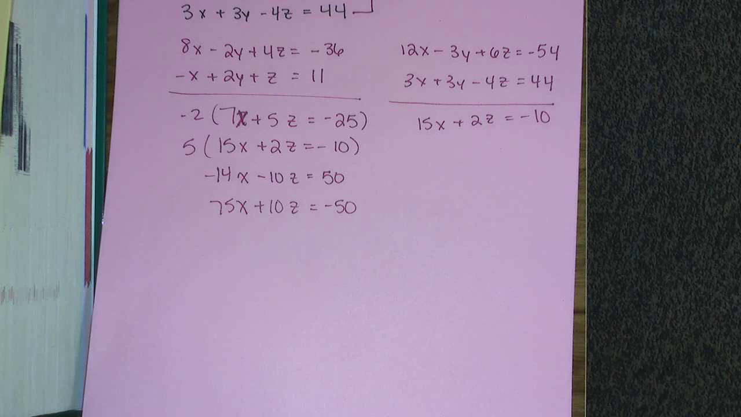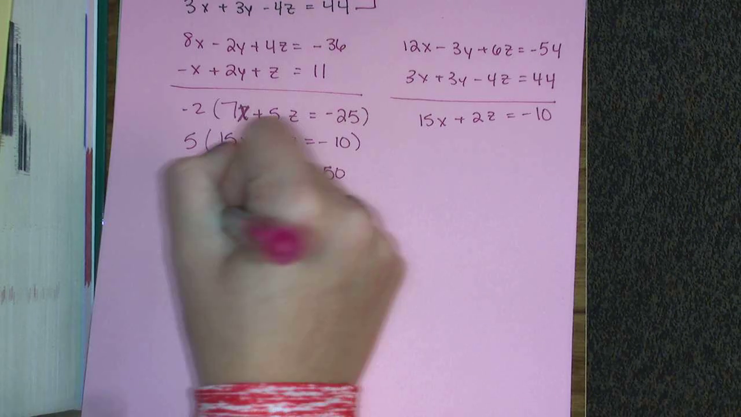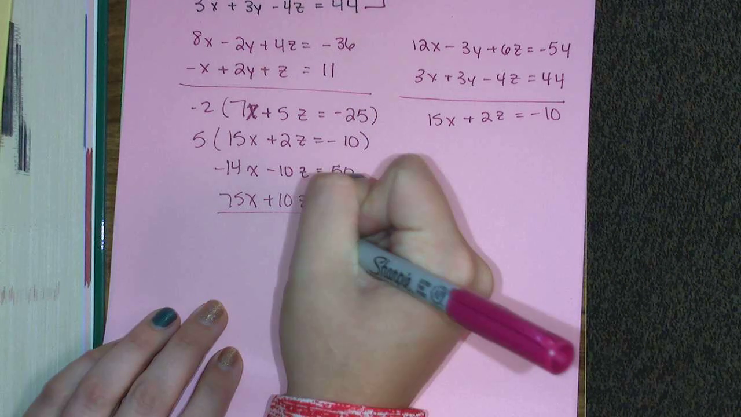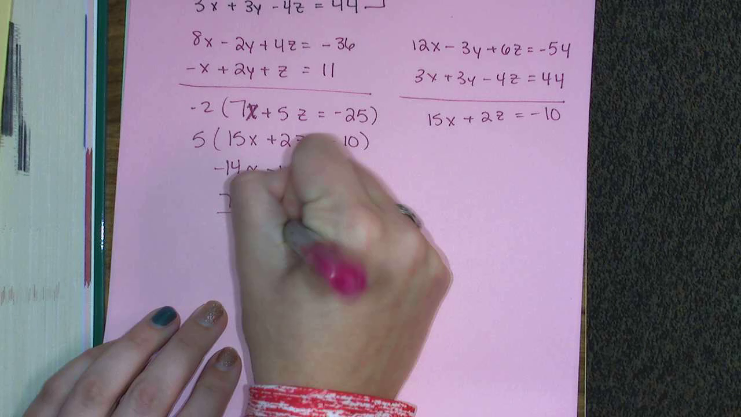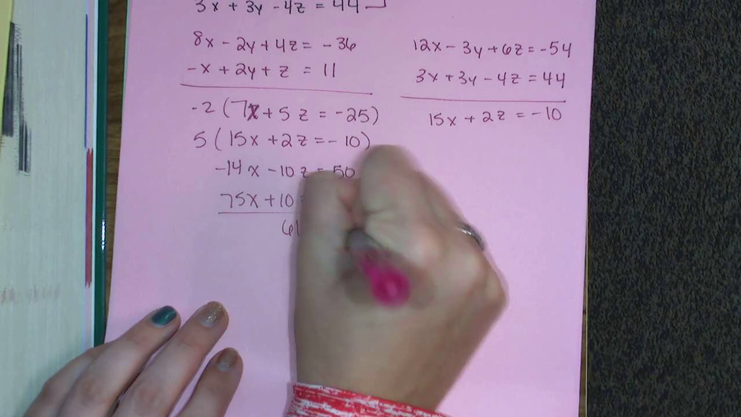X equals 0, okay. So I'm left with here, let's see, what is this? 61x is equal to 0, so x is equal to 0.